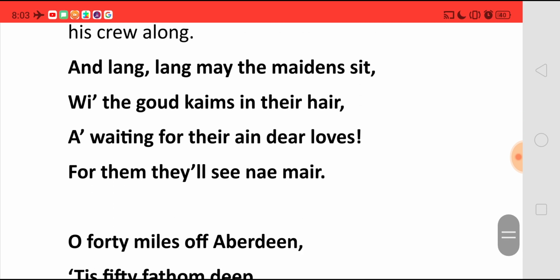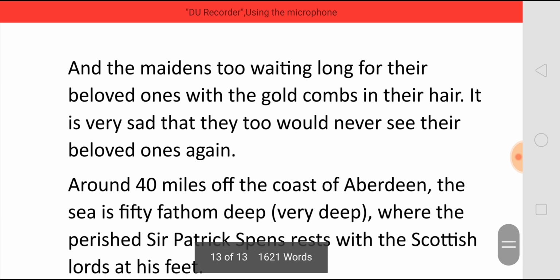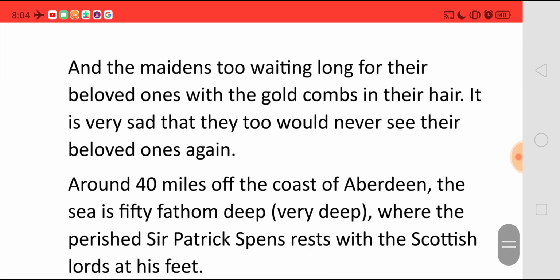"And long may the maidens sit, with the gold combs in their hair, awaiting for their dear ones, for them they'll see no more. Half-owre, half-owre to Aberdour, it's fifty fathom deep, and there lies good Sir Patrick Spens with the Scots lords at his feet." And the maidens too waiting long for their beloved ones with the gold combs in their hair. It is very sad that they too would never see their beloved ones again.